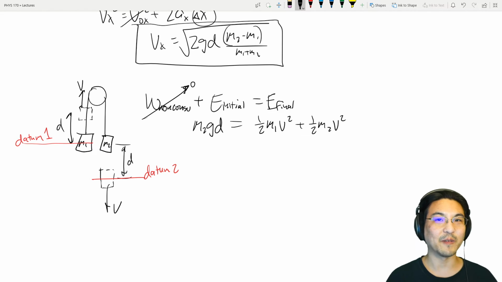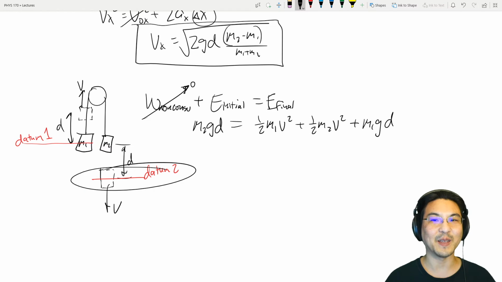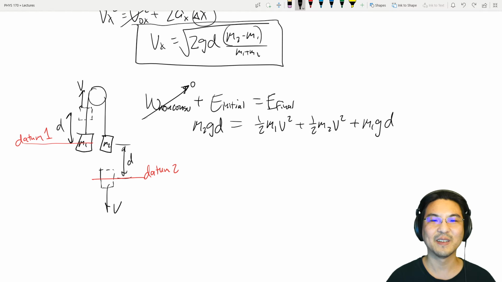Okay, now gravitational potential energy. Block 1 was here, now it's up here. So it's above the datum, so plus m1g, the height above the datum. Block 2 was here, now it's here. So it's at the datum now. So now for block 2, the gravitational potential energy is 0. So then that's it, we're done.